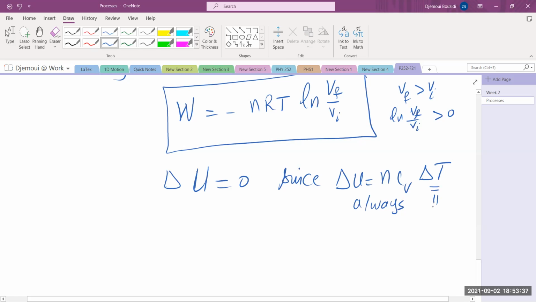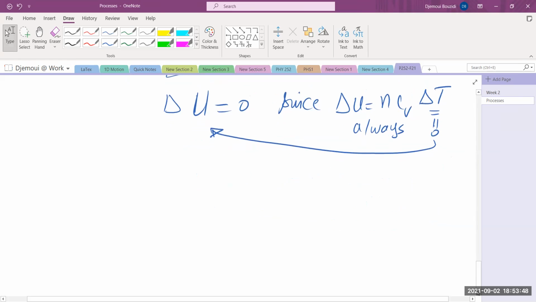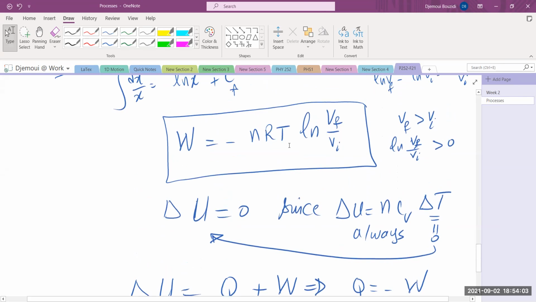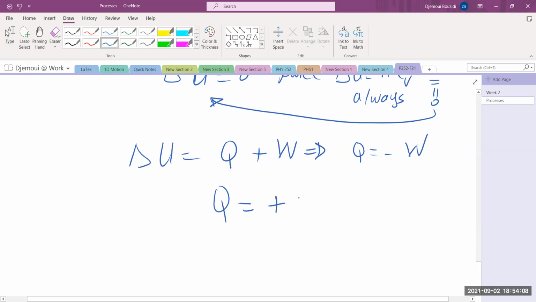Since delta T is equal to 0, because this is an isothermal process, the temperature doesn't change. Since it's an isothermal process, by consequence, delta U is equal to 0. And hence, since delta U, according to the first law, is this number, that means immediately that Q is equal to minus W. And since I just found W to be a negative nRT times the natural log of the ratio of the volumes, then in this case, Q must be a positive nRT ln of the final volume over the initial volume. That's exactly what that number is.